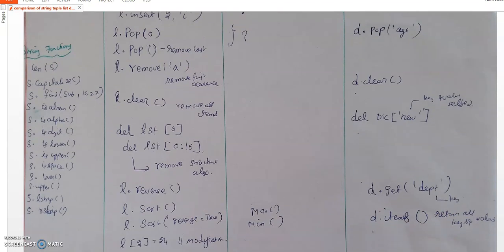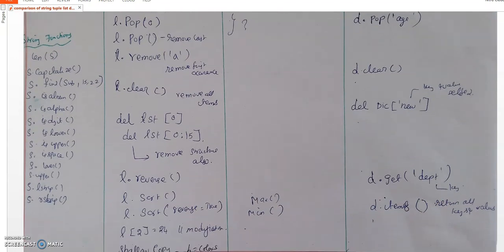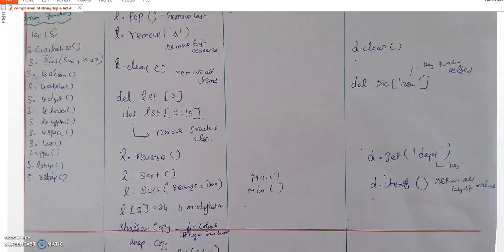Okay, so one more thing, in the list we can create a shallow copy and a deep copy. How to create the shallow copy?